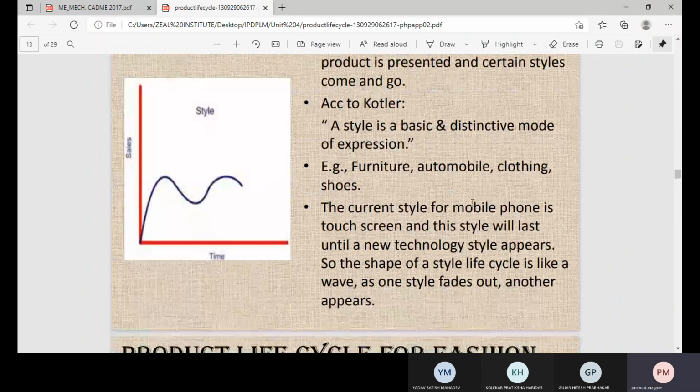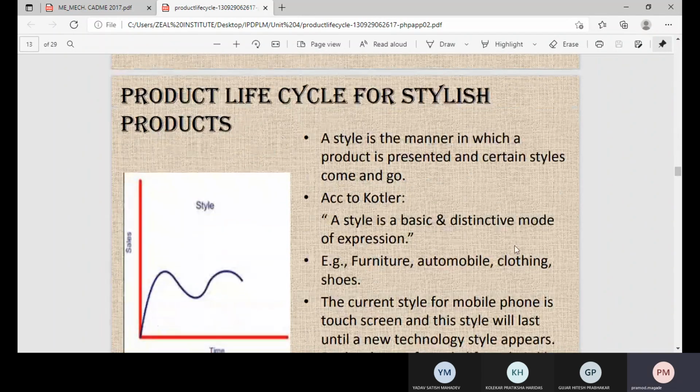Now this will be about stylish products. There are types actually in products. Here I have mentioned the stylish product. What does it indicate? It indicates that the style is for a particular span. Right now a style has come in the market, and some companies are only focused on styles. So those styles are temporary. It is not for a long time.